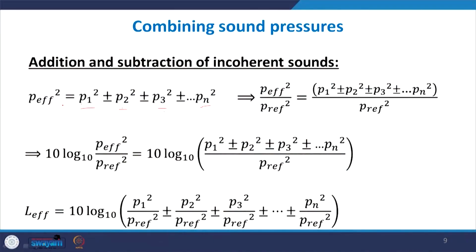So, we know that the intensity is a summation of their individual intensity. Because all of them are present together in the same medium, I is equal to P square by rho C. Rho C is the same, so I is directly proportional to P square. So, we can represent the summation of intensity as the summation of their squares of RMS pressures. So, the net effective RMS pressure square will be P1 square plus minus P2 square plus minus P3 square plus minus Pn square and so on.